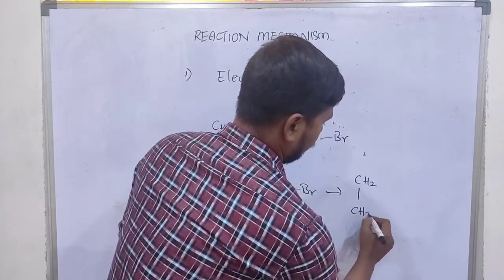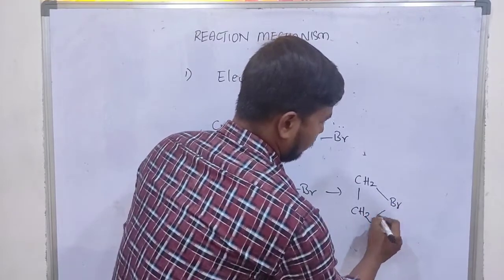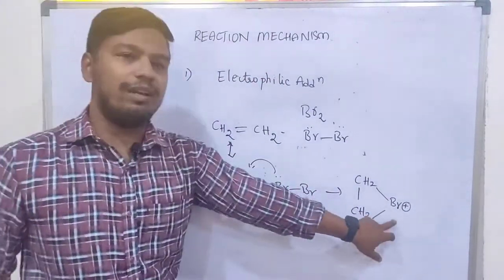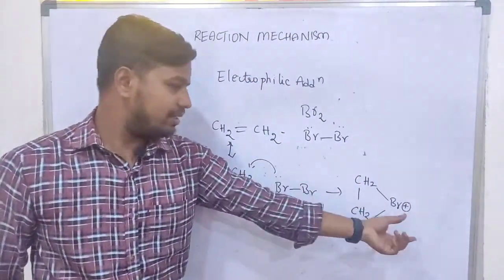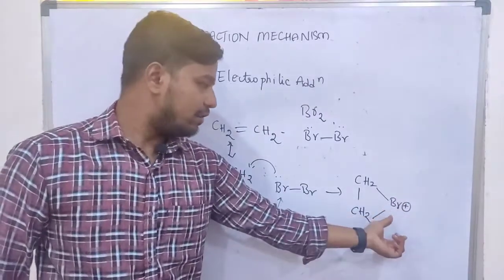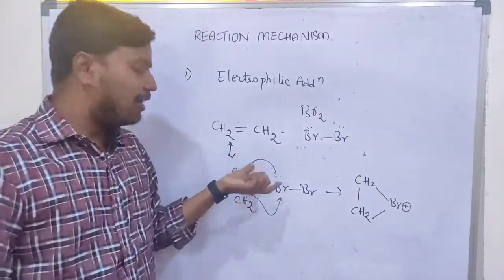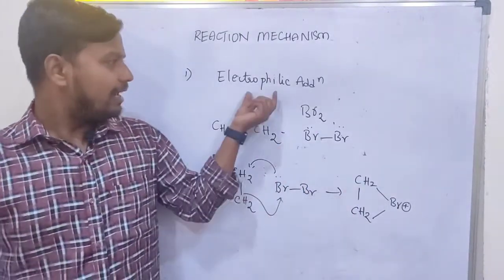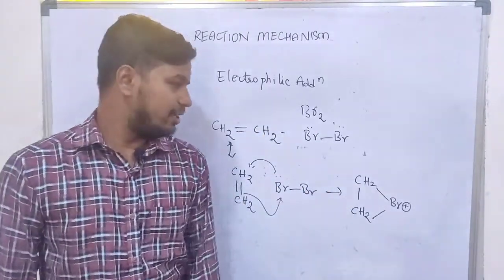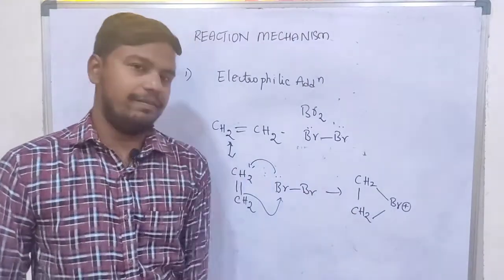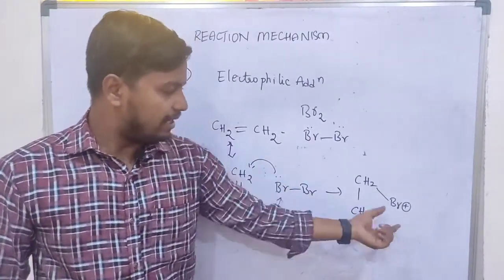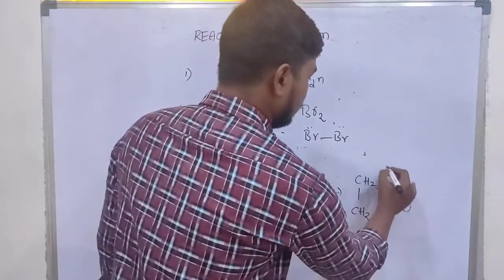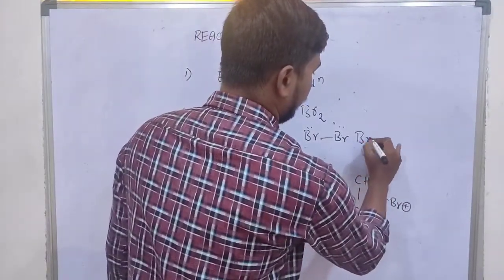CH2 bond CH2 with Br. Bromine is adding here, and that bromine atom is an electrophile, Br plus is an electrophile. So the addition of an electrophile is happening on this alkene, and we say that it is an electrophilic addition reaction. Electrophile is going to add here. This bromine atom with positive charge is the bromonium ion.